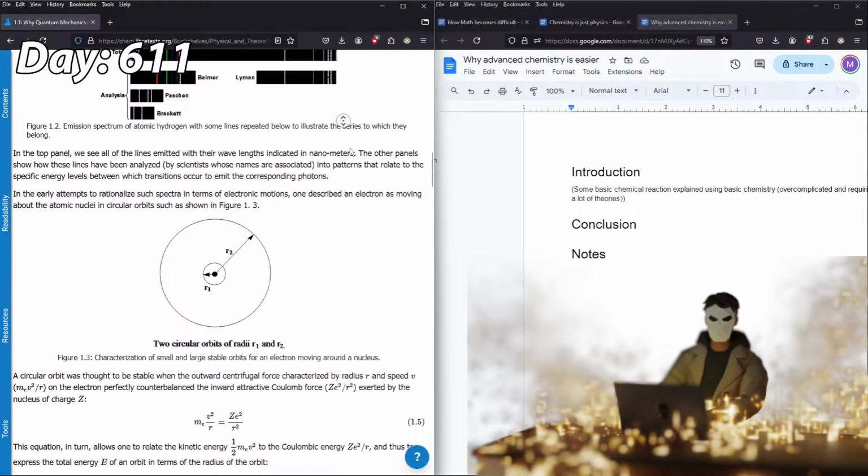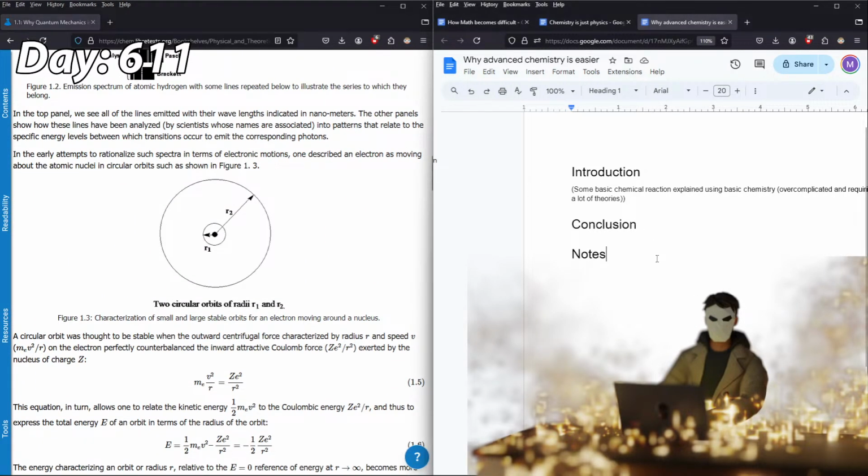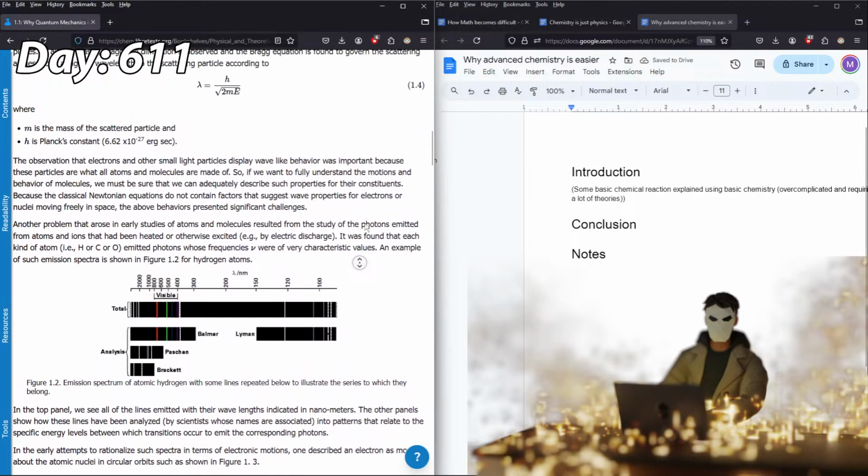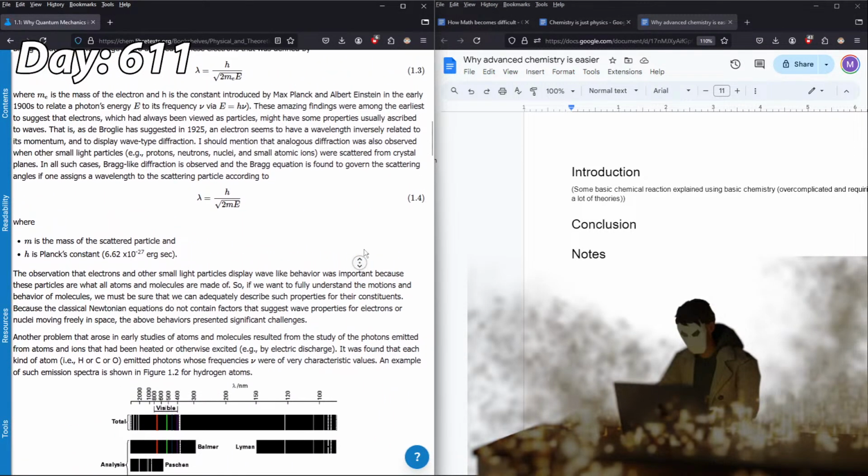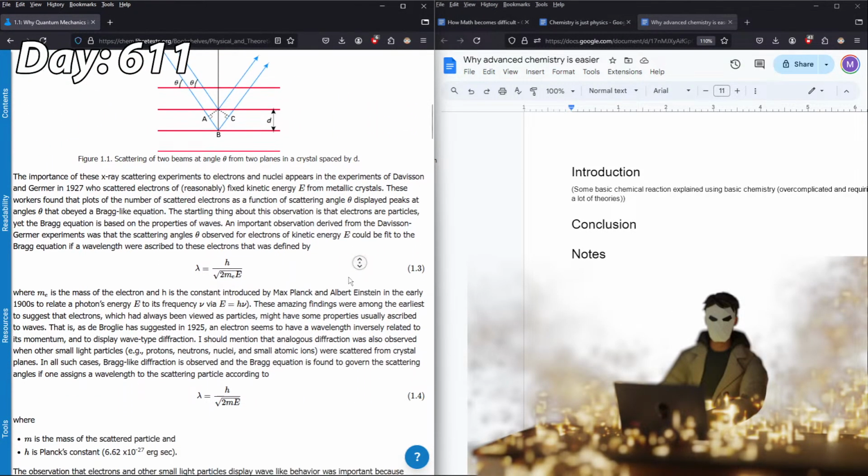Oh wait, this actually, oh, we're starting right, thank goodness I didn't skip anything. We're starting right off with just the absolute banger of a chapter. This is an absolute banger.